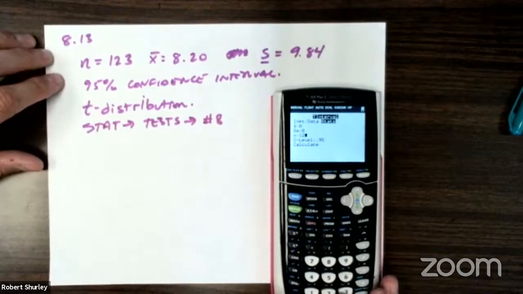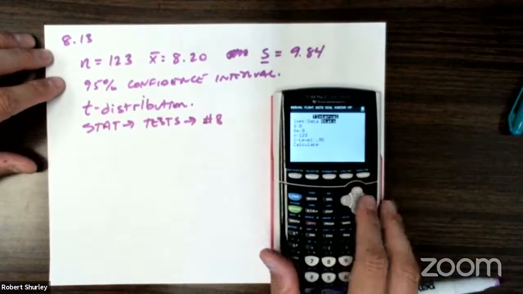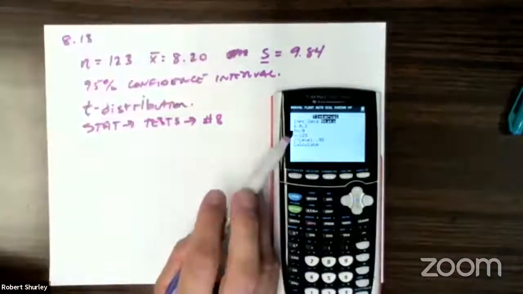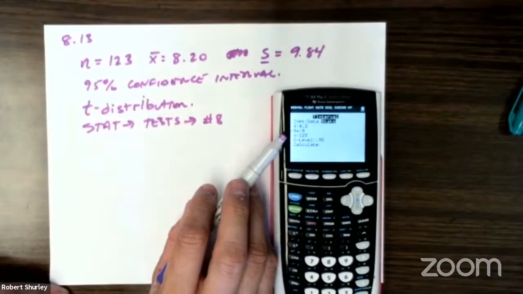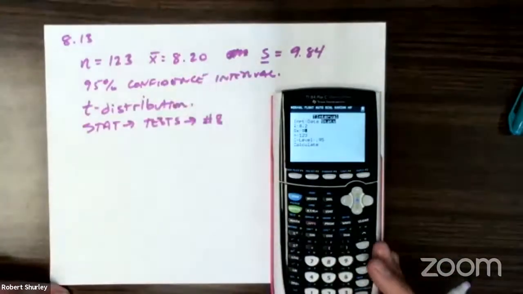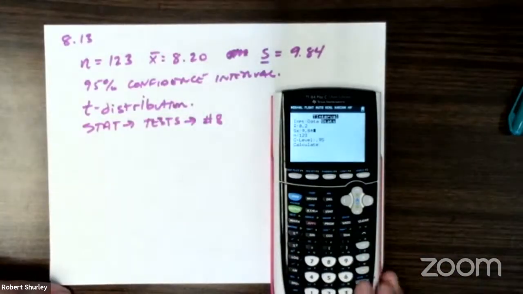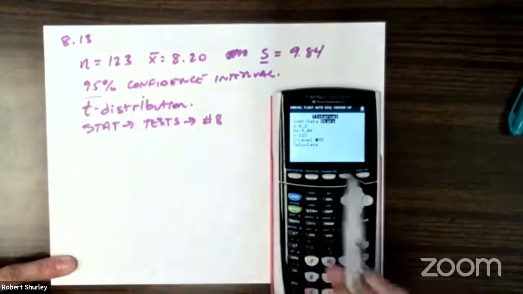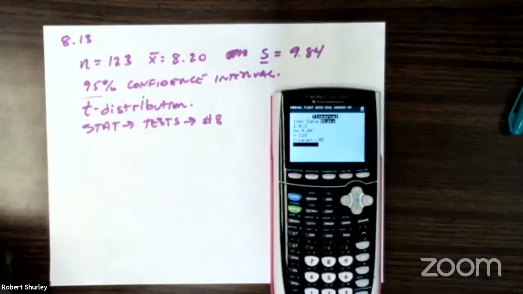My n is 123. The x bar is 8.20. Notice it asks us for Sx. That's the standard deviation. The standard deviation is 9.84. And our confidence level, they asked for 95, so 0.95. Remember, it's written as a decimal.